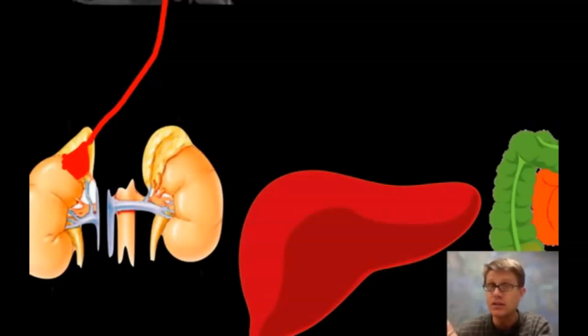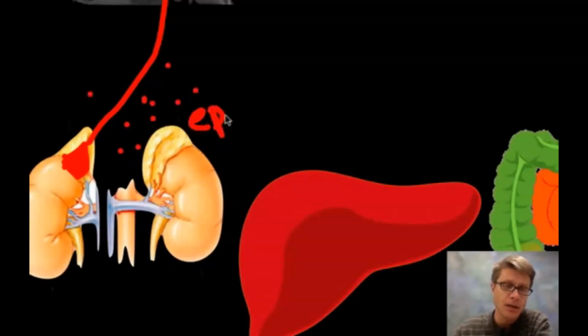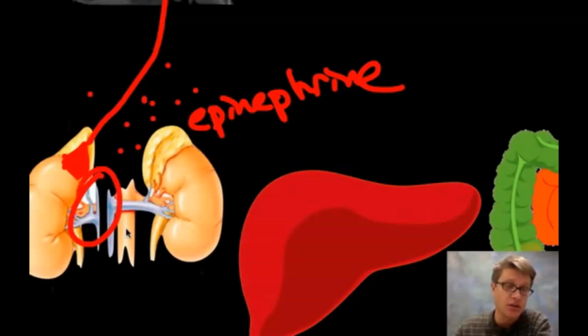So the moment he sees that car and realizes he might die, there's a signal being sent to the adrenal medulla, or the center of the adrenal gland. It's going to give off what's called adrenaline. And that adrenaline is epinephrine. Epinephrine is a chemical signal that is going to be attached to the circulatory system, and so it's going to course through the body.